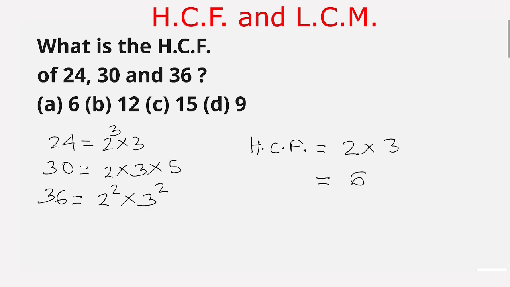Other than 6, there is no number which is higher than 6 which can divide all the three numbers, and we can verify it. 6 divides 24 for 4 times, 30 for 5 times and 36 for 6 times. Thus our H.C.F for these numbers is 6. And from the given options, our answer is option A, 6.